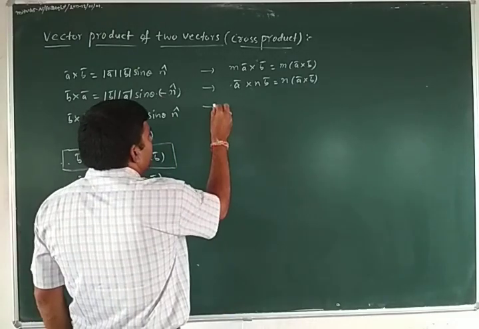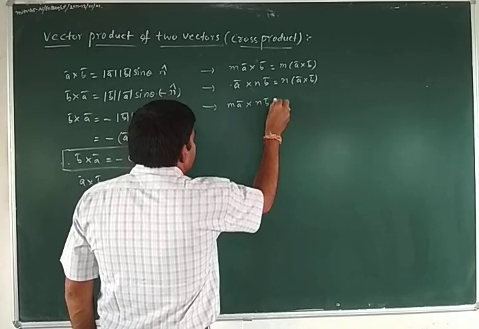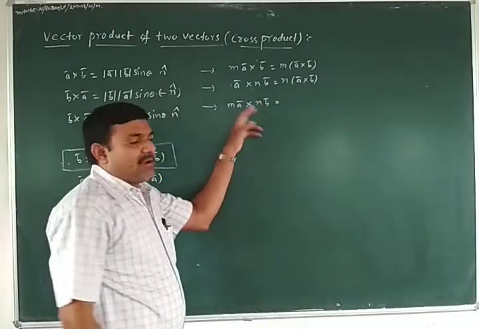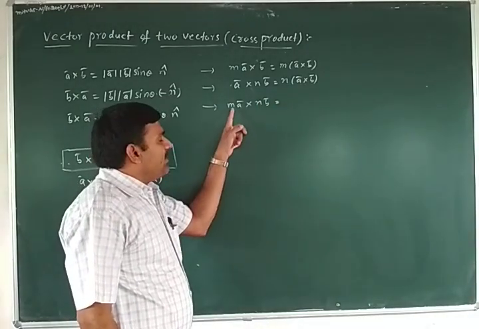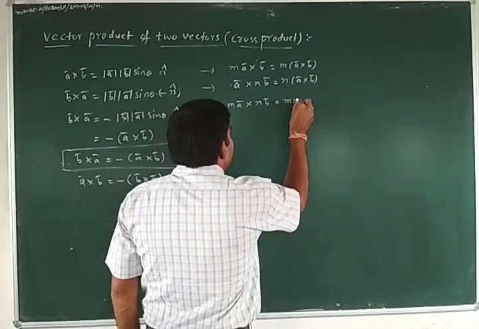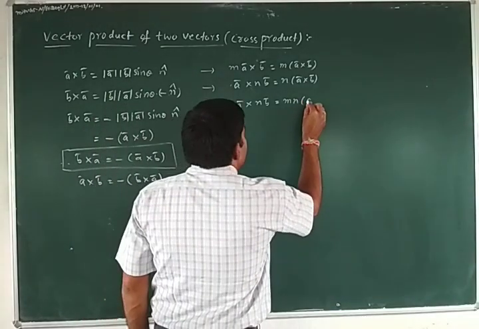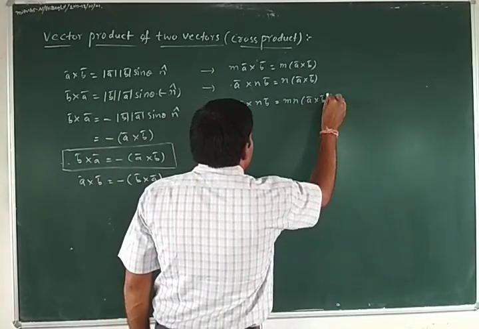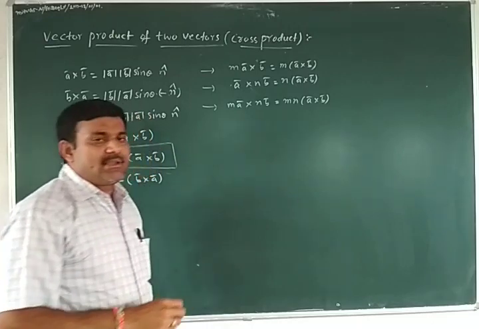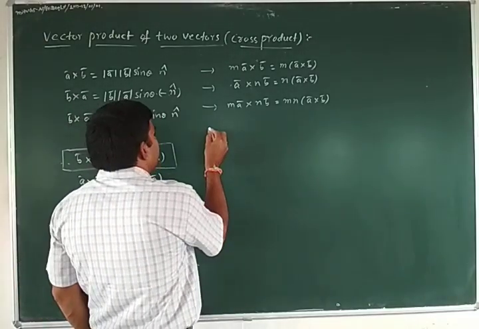And one more: m a bar cross n b bar. Here m and n are both scalars. So this can be written as m into n, just multiplying the scalars, m into n into a bar cross b bar. Next, one more point.